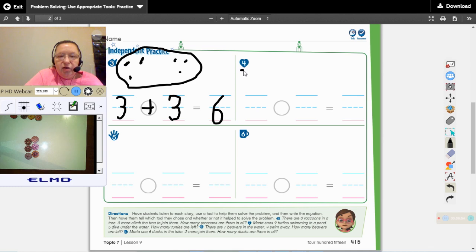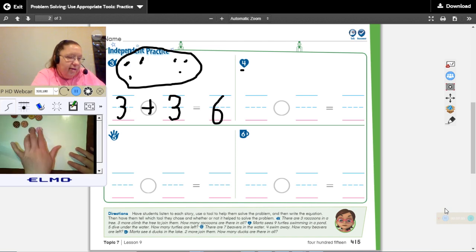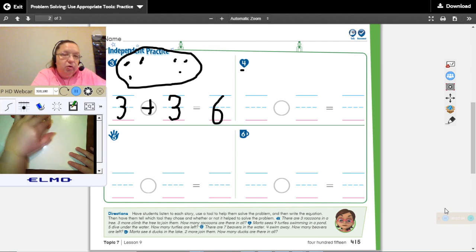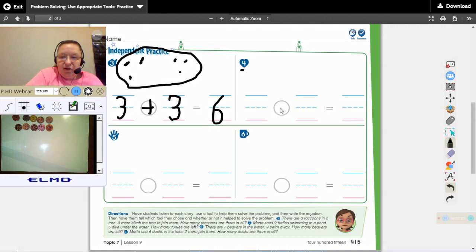Okay, look over here at number 4. First of all, I'm going to clear my workspace off here because I always want to begin with a nice clean workspace. Okay, let's listen. Marta sees 9 turtles swimming in a pond. 5 dive under the water. How many are left? All left means do your subtraction. Do your subtraction. So we know right away we're using the minus sign for this.